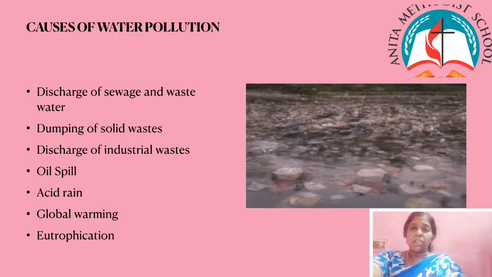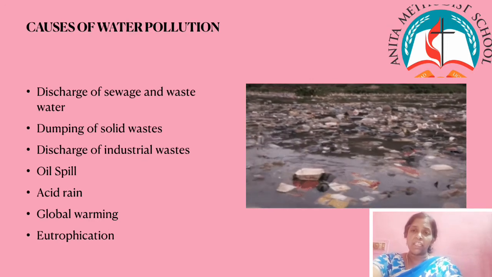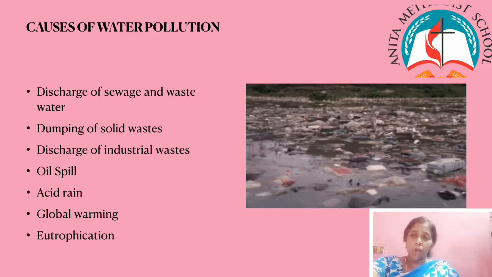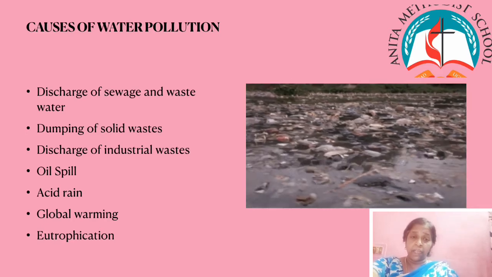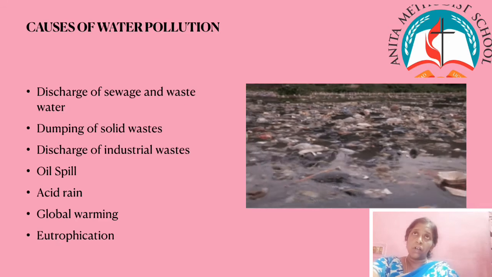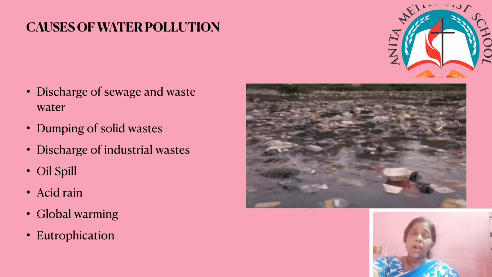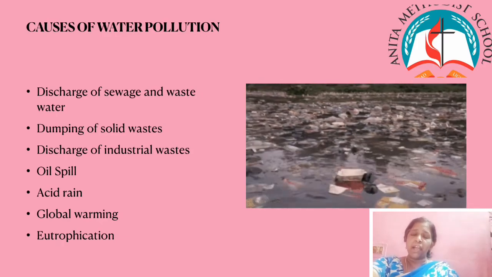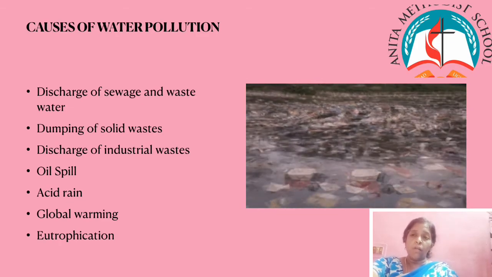Oil spill. Sea water gets polluted due to the oil spilled from ships and tankers while traveling. The spilled oil does not dissolve in water, and it becomes a thick sludge and pollutes the water. Next one, acid rain. Acid rain is the pollution of water caused by air pollution. When all the acidic particles caused by air pollution mix in the atmosphere and mix with the water vapor, it becomes acid rain.